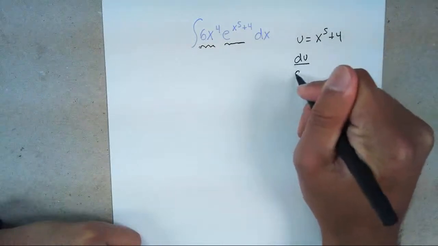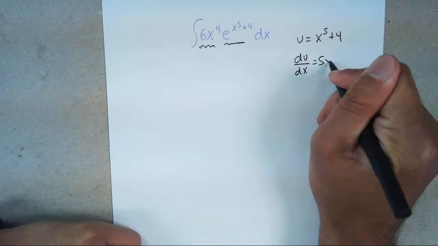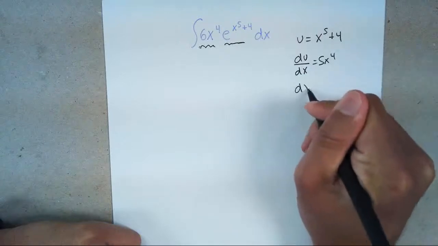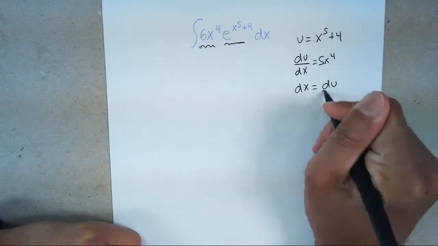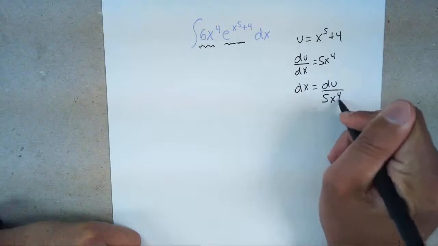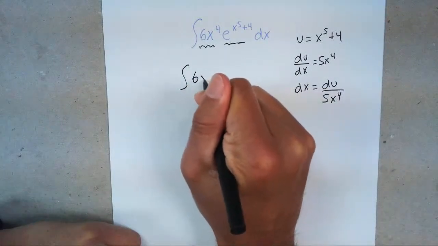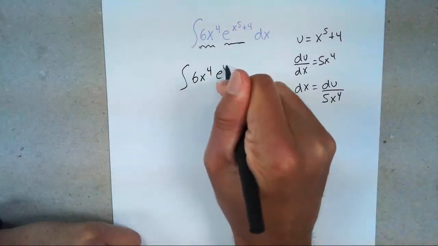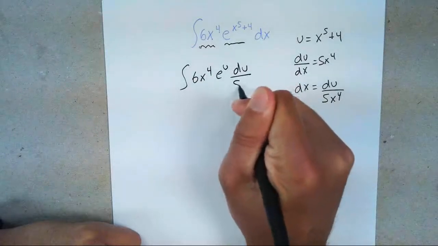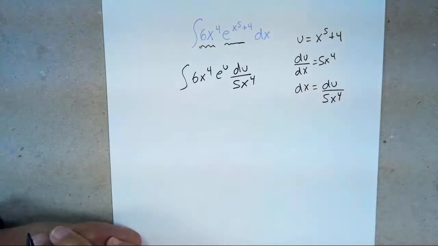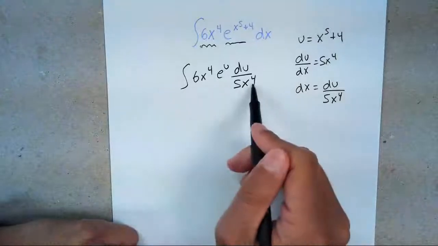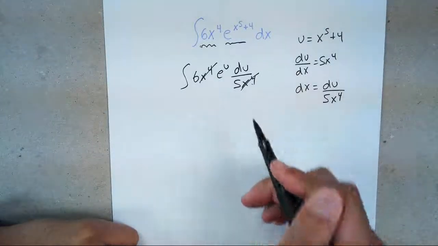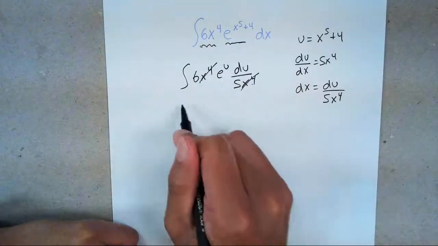Find the derivative with respect to u. Solve for it. Substitute everything in. Now you'll notice I did everything right, because what happens to these two x to the 4ths? They cancel. Well, what am I going to do with the 6 and the 5? You just pull it out.